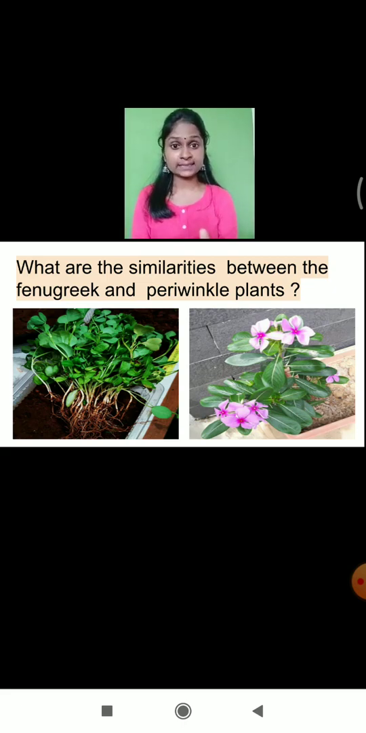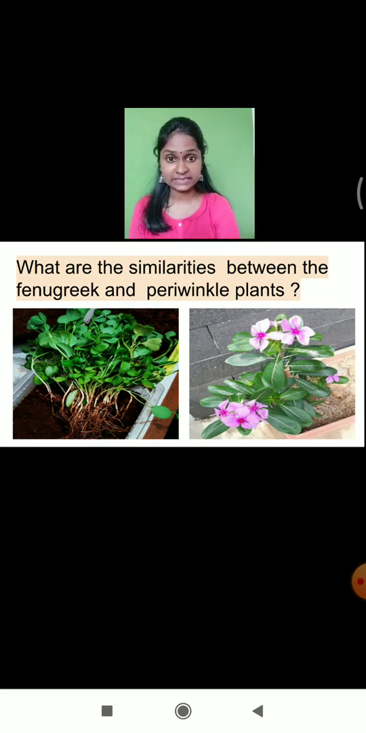And what are the differences, as we learned just now, between trees and shrubs? Is there any difference between trees, shrubs and this variety of plant which is displayed in front of you? Of course, there are differences. The tree was very huge. Am I right? The shrub was 2 to 3 meters long. And here you can see that this periwinkle plant and this fenugreek plant are even smaller as compared to shrubs.